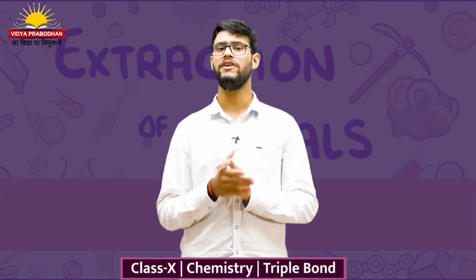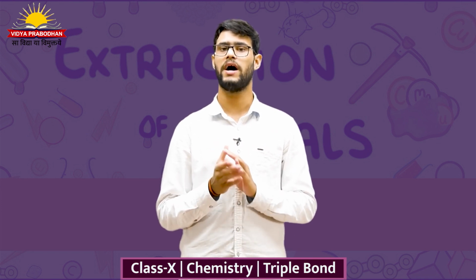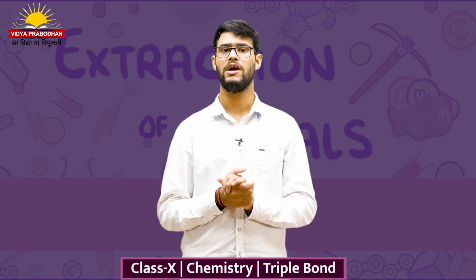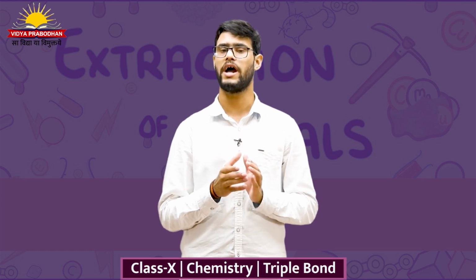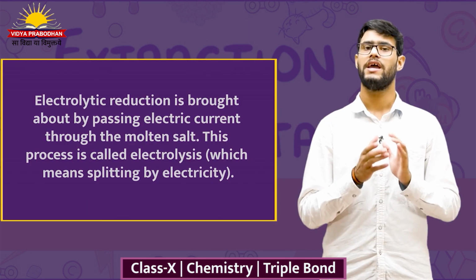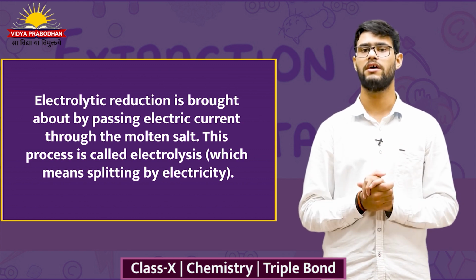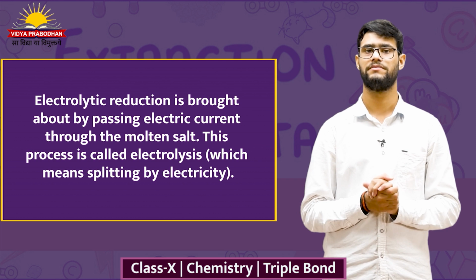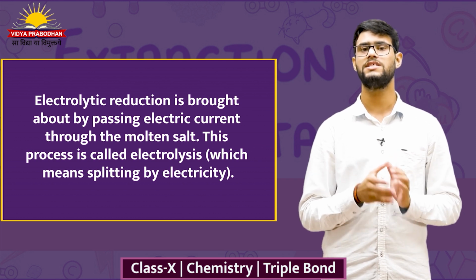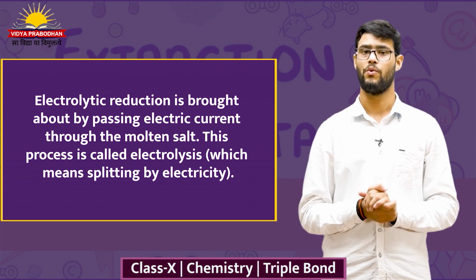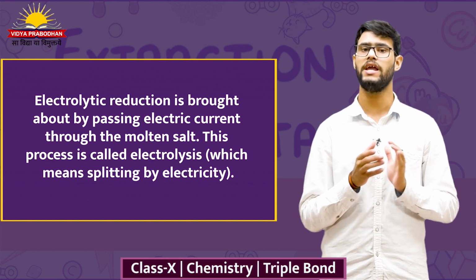The highly reactive metals are extracted by the electrolytic reduction of their molten chlorides or oxides. Electrolytic reduction is brought about by passing electric current through the molten salt. This process is called electrolysis, which means splitting by electricity.